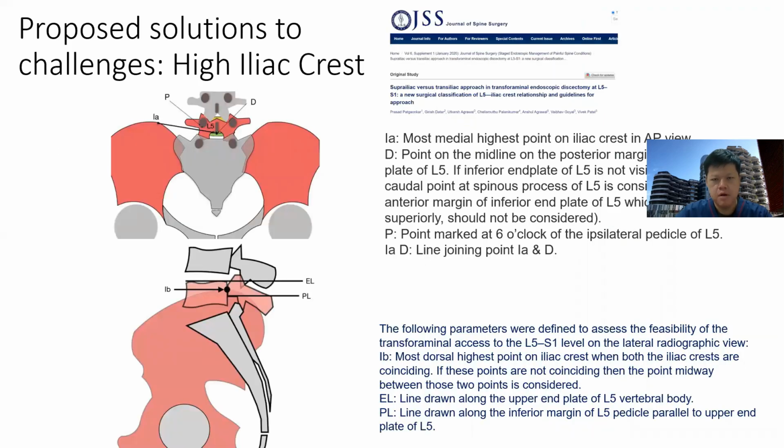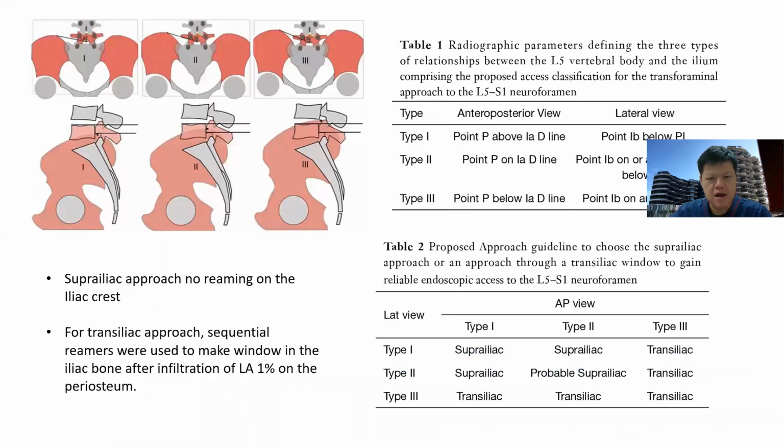Dr. Prasad and Girish and the Indian group actually found, using various parameters, whether the height of the iliac crest is suitable for a transiliac approach or suprailiac approach. They look at the tip of the iliac crest in the AP and lateral views, and at parameters such as the upper end plate disc level, as well as the lower end of the L5 pedicle. On the AP and lateral views, they look at the lower end of the pedicle level to dictate whether it is suitable for a suprailiac or transiliac approach.